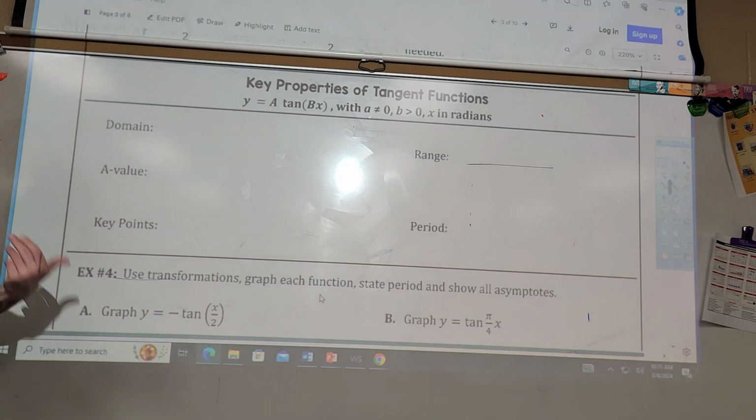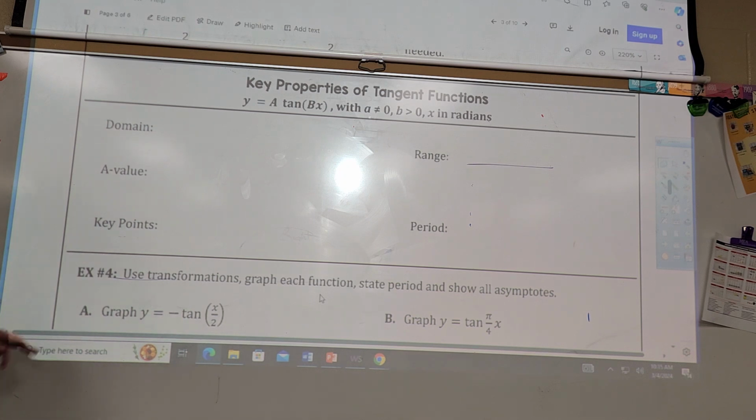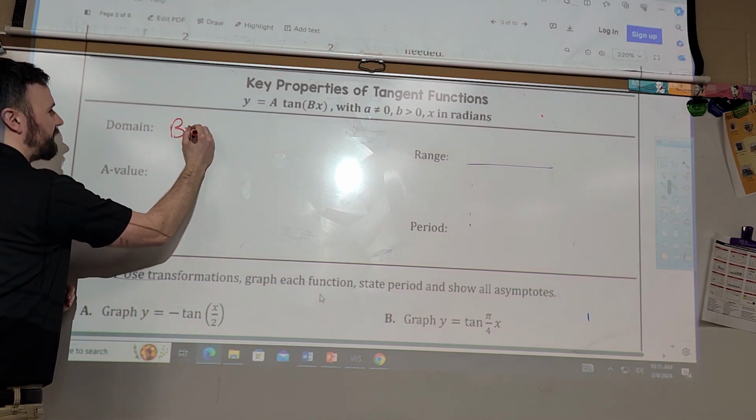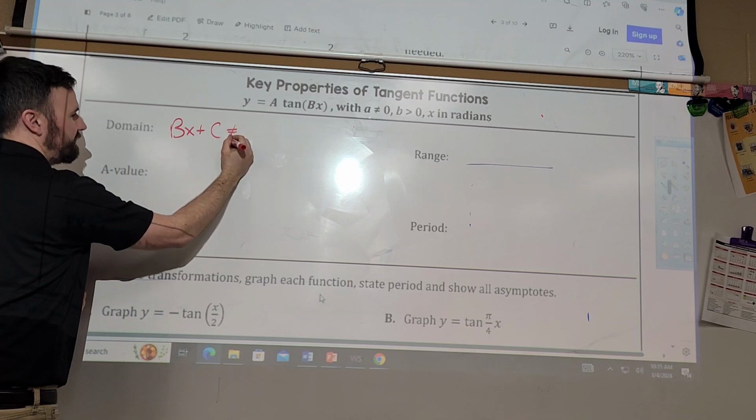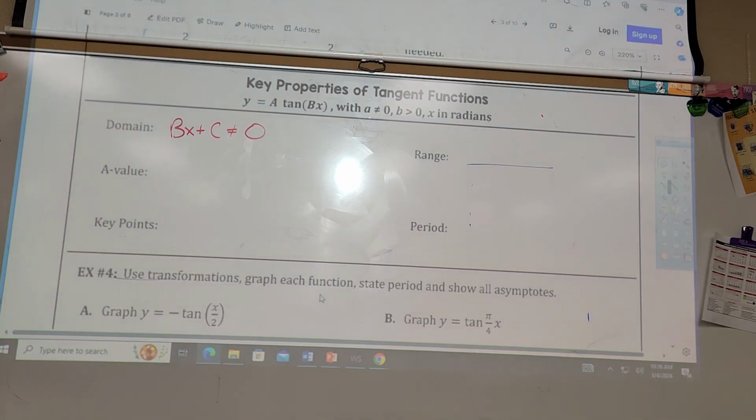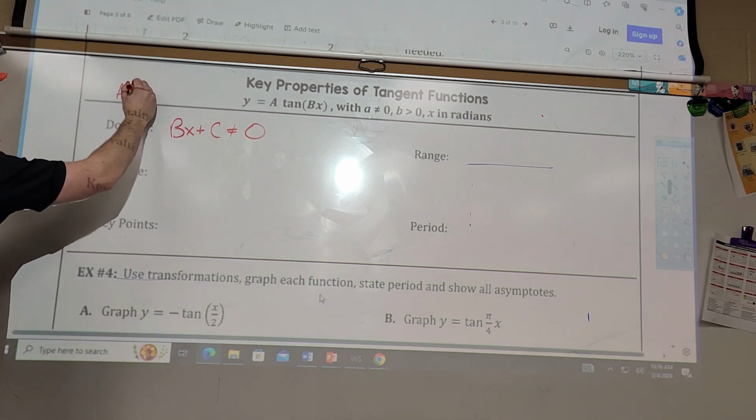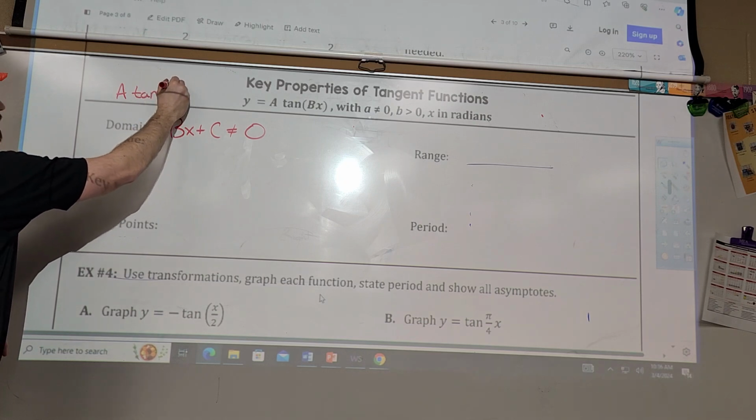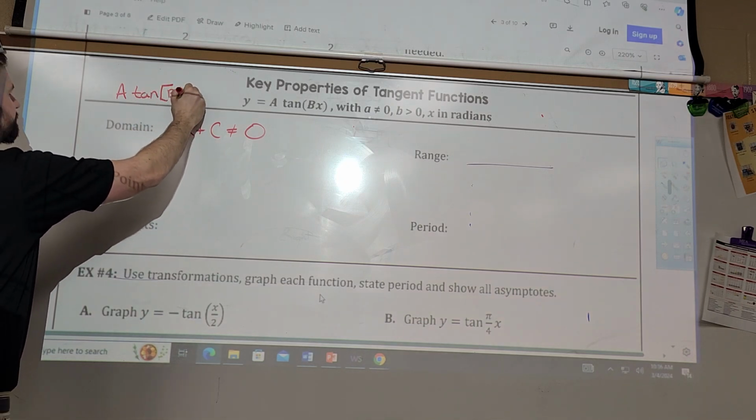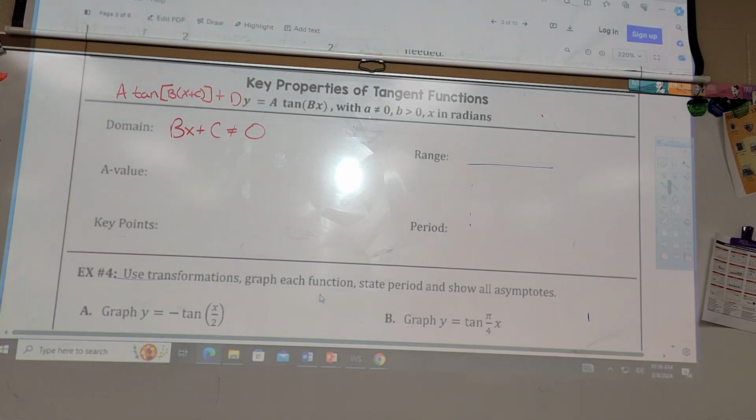I'm going to give you an equation for domain then too. If bx minus c gives me asymptotes, my domain is whenever bx plus c doesn't equal 0. I might disagree with this one. Remember, because it's tan. So if that's my asymptote, that's what restricts my domain.